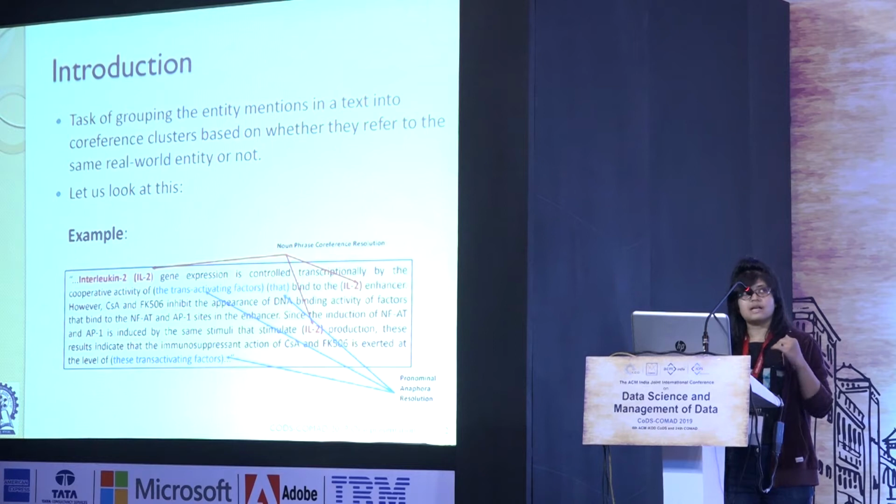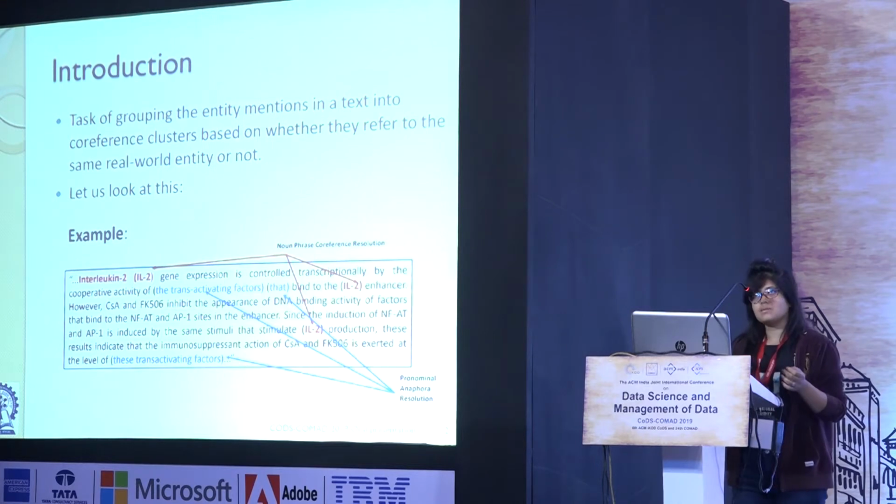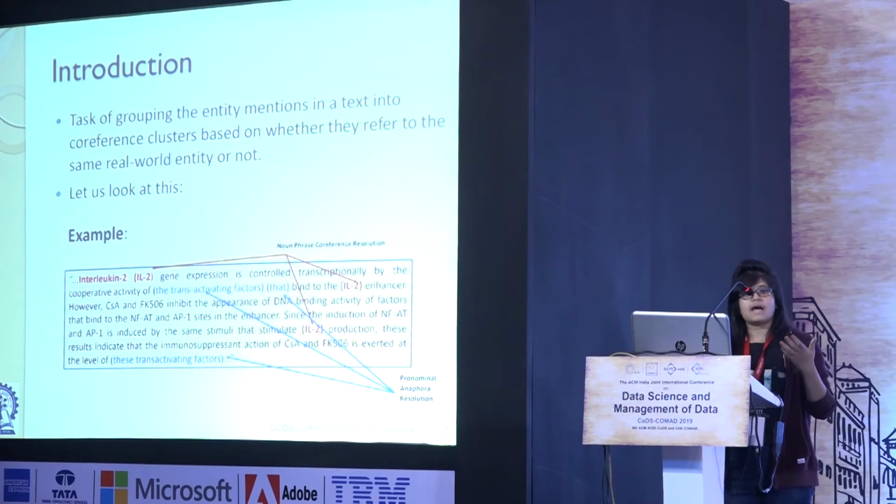Suppose in layman's terms, in the general English domain, we say "Ram is a good boy and he plays football." Here "he" is indirectly referring to Ram. So "he" and "Ram" are both co-reference clusters, and since Ram occurs before "he", Ram is the antecedent and "he" is the anaphora. Here we can see that these two are referring to the same thing. So this is a pronominal anaphora resolution.